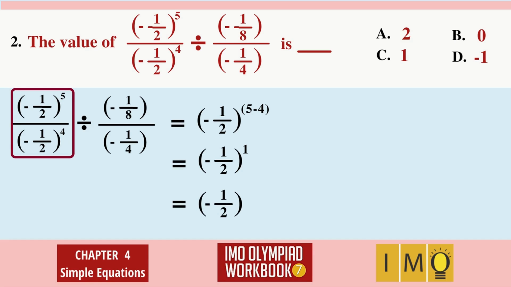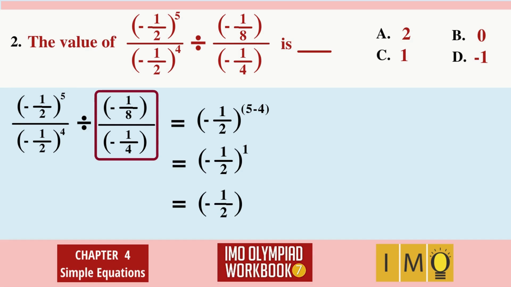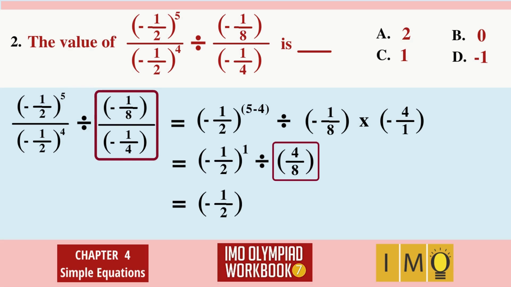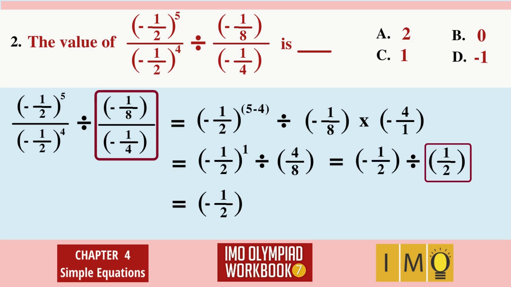Now, we'll simplify the second term. Minus 1 by 8 by minus 1 by 4. Here we can convert the division to multiplication with the reciprocal. So what we get is minus 1 by 8 into minus 4 by 1. Minus into minus becomes positive. So we get 4 by 8, which is 1 by 2.